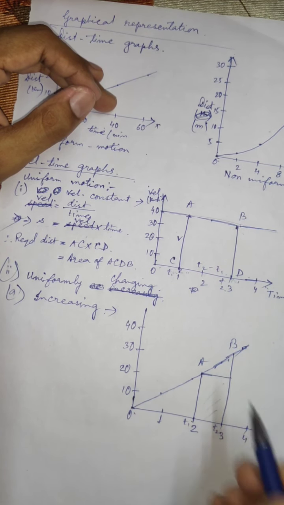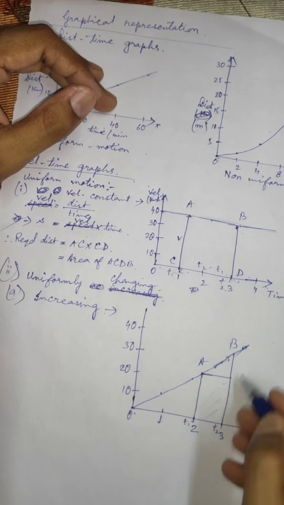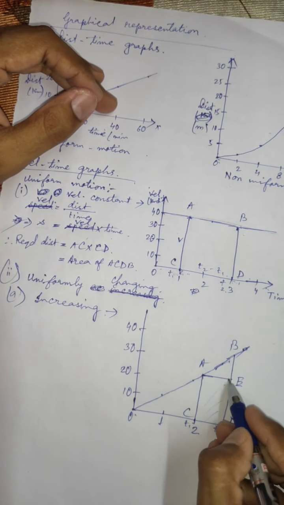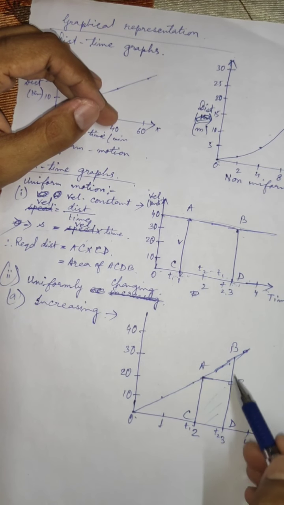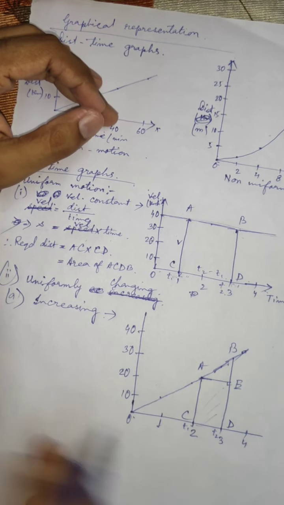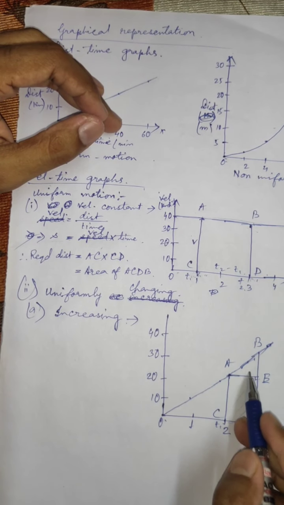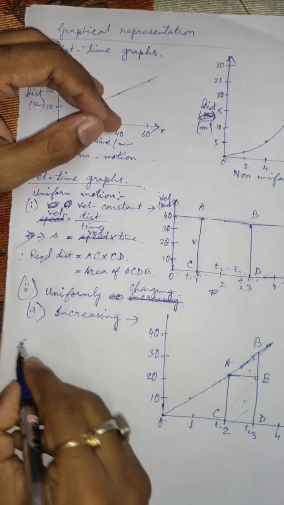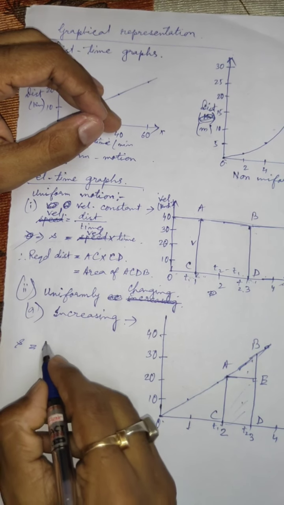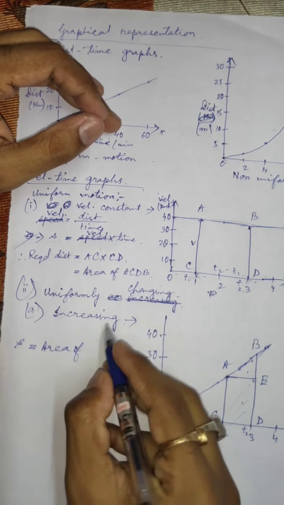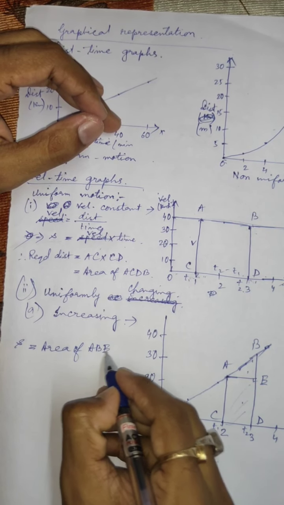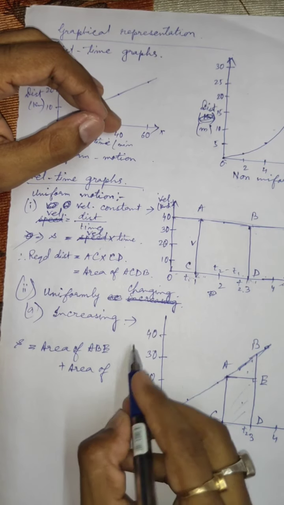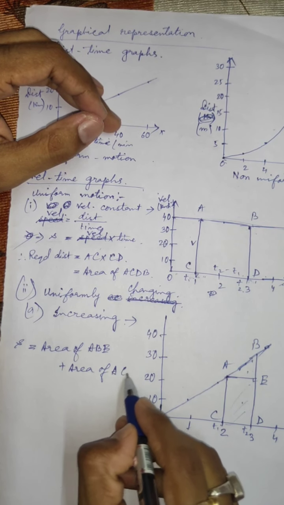If we drop the perpendicular here, suppose AB, and this is CD and E. So this is a perpendicular, so this is a right angle triangle and this is a rectangle, so we should find them separately. First find the area of the rectangle and then the area of the trapezium. I'm showing what the distance will be: area of ABE plus area of ACDE.